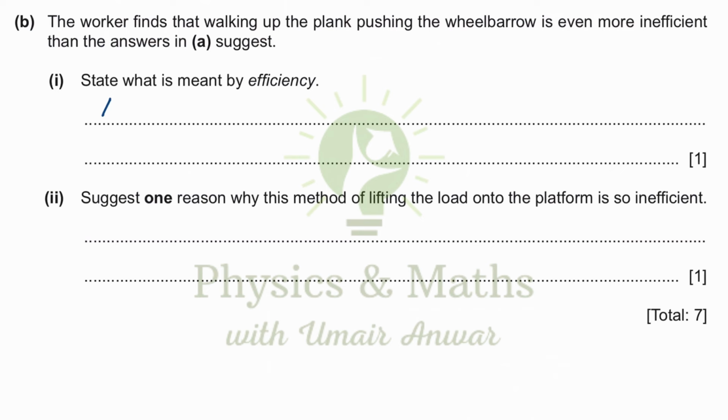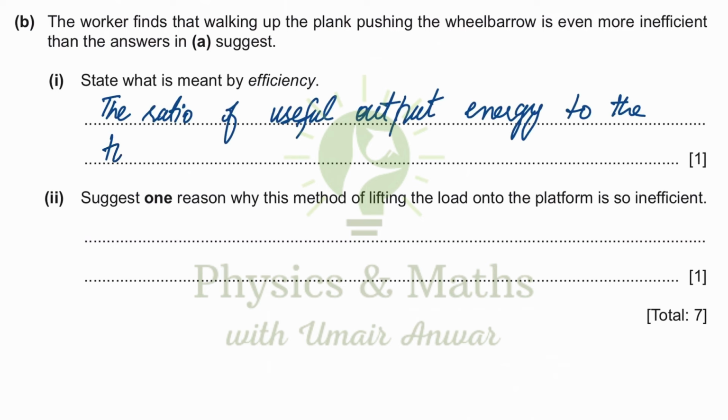And if I try to write it in the form of a formula, then efficiency would be equal to this ratio, where useful energy output would be written in the numerator and total energy input is to be written in the denominator. And if we want to convert it into a percentage, then it would be multiplied by 100% over here.